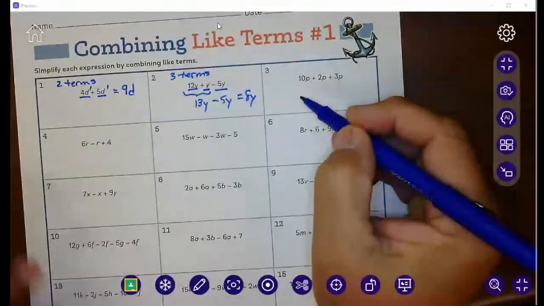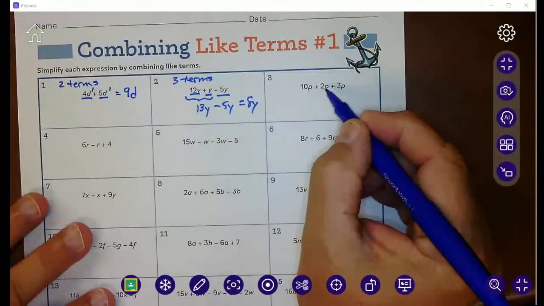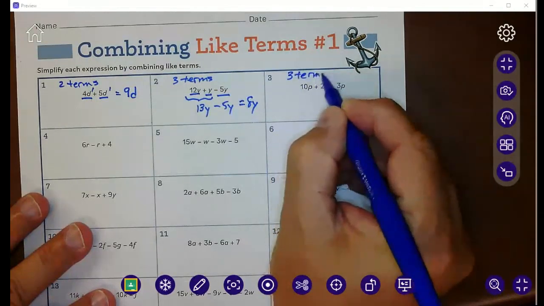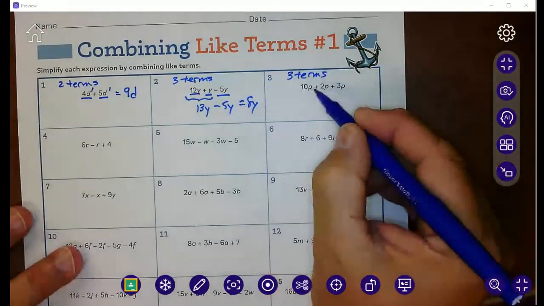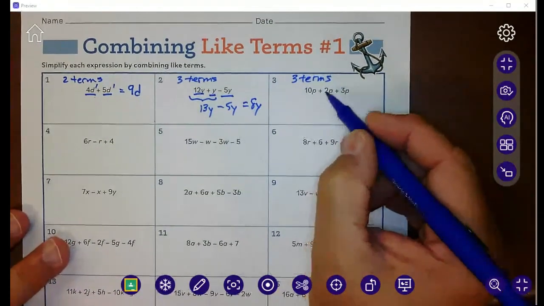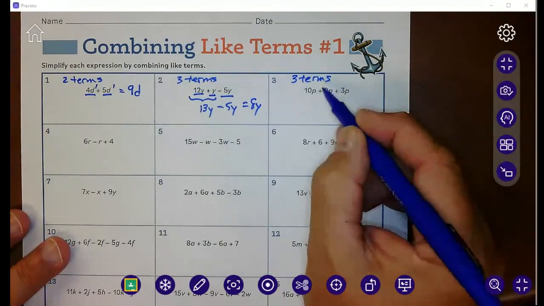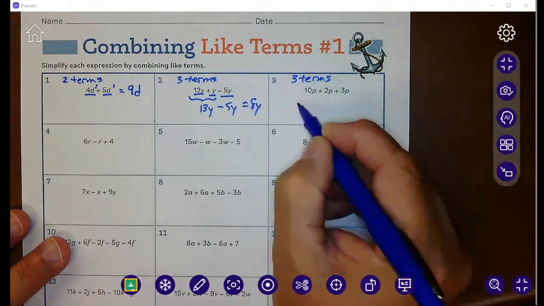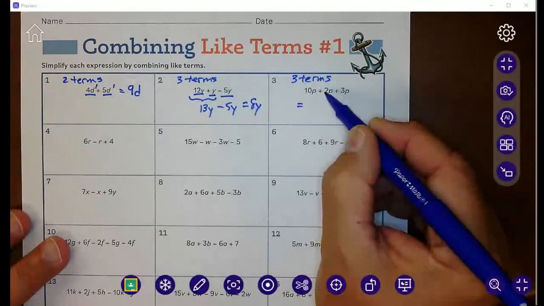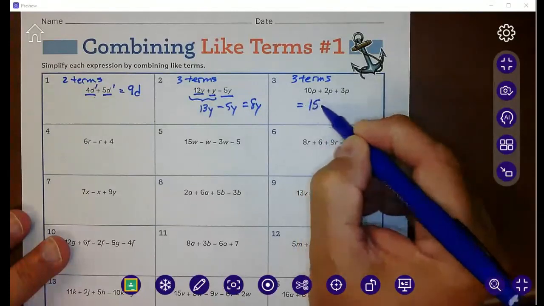All right, let's look at number 3. Again, I have 3 terms, 10p, 2p, 3p. There's 3 terms. All 3 of those terms are like terms. They're like terms because they have the same variable to the same power of 1. So I can put those together. 10 plus 2 is 12. 12 plus 3 is 15p.